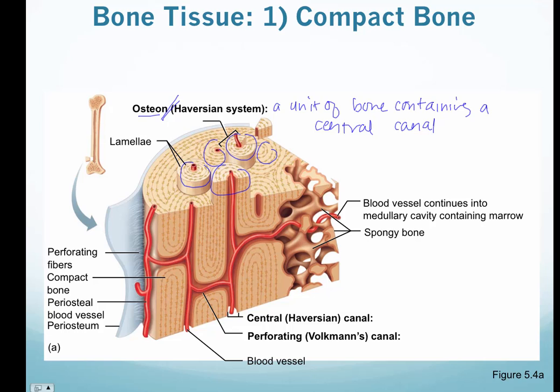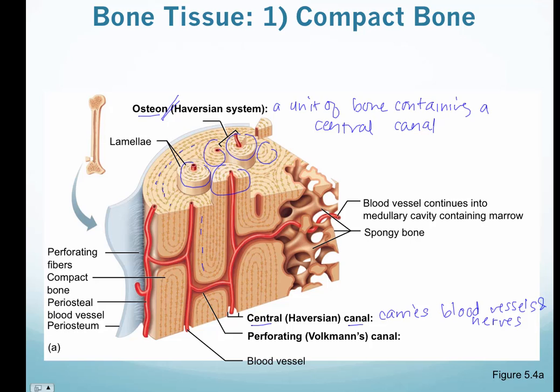And what does it carry? We can see here it carries this blood vessel. And why is that important? The central canal not only carries blood vessels and nerves, it also carries all these nutrients and oxygen through these blood vessels that are going to be needed to feed all of these cells found in our compact bone. All these little dots that you see are our bone cells, and we're going to get into that.